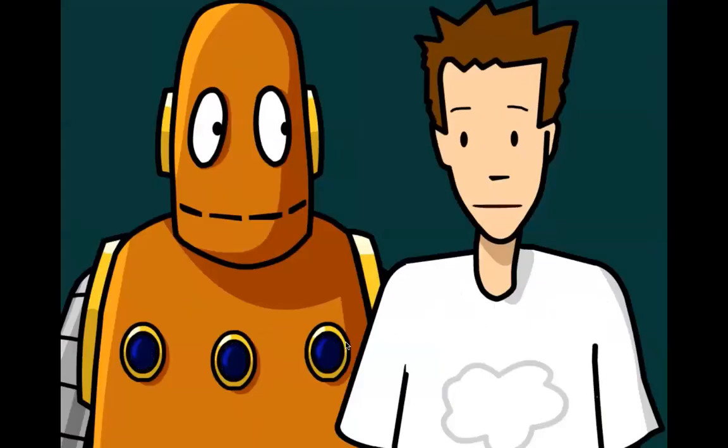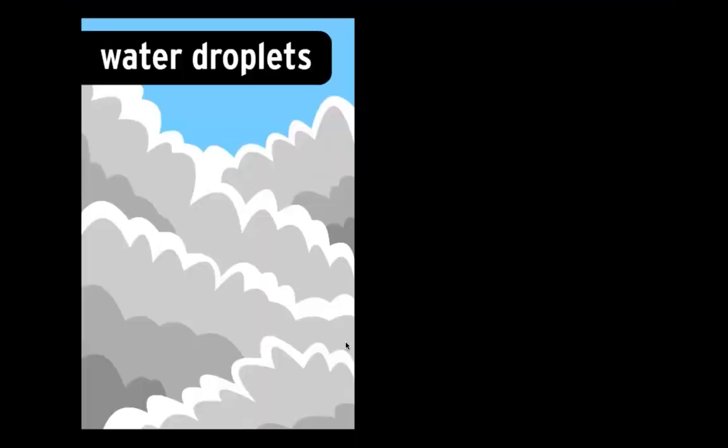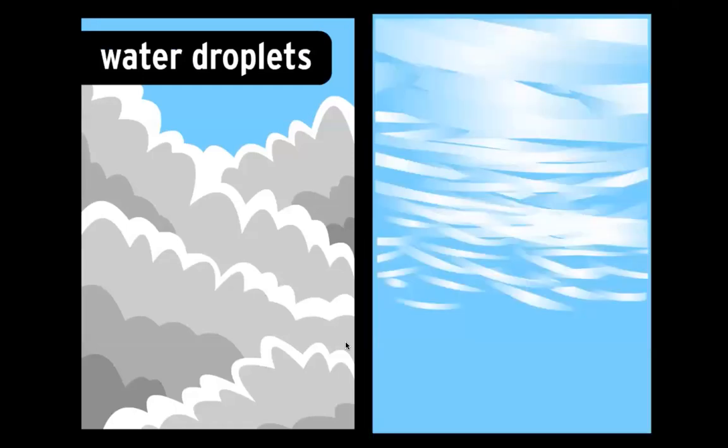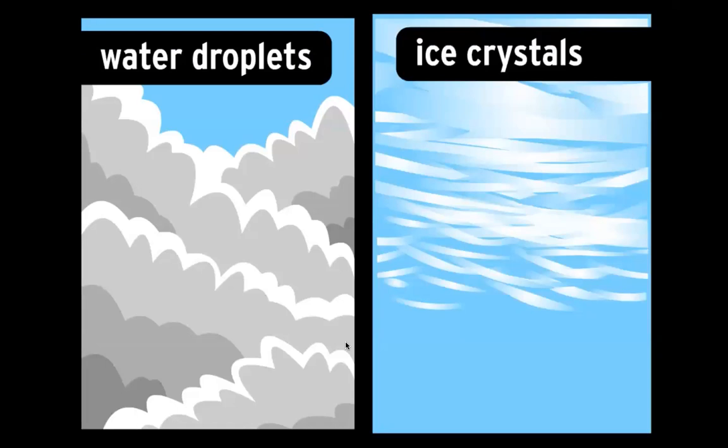Right, when it's really cold, vapor will condense into ice crystals instead of water droplets. That cloud on the left is made of water droplets. Its edges look solid, and it can be gray in color if the cloud is thick enough. The cloud on the right is made of tiny ice crystals. It has fuzzy edges, and it's almost pure white.